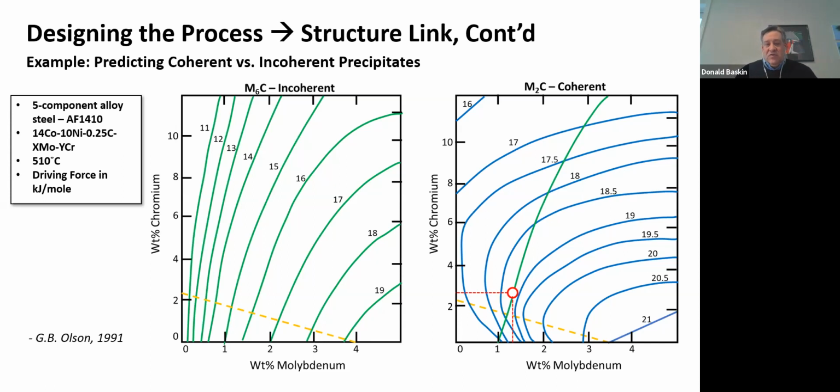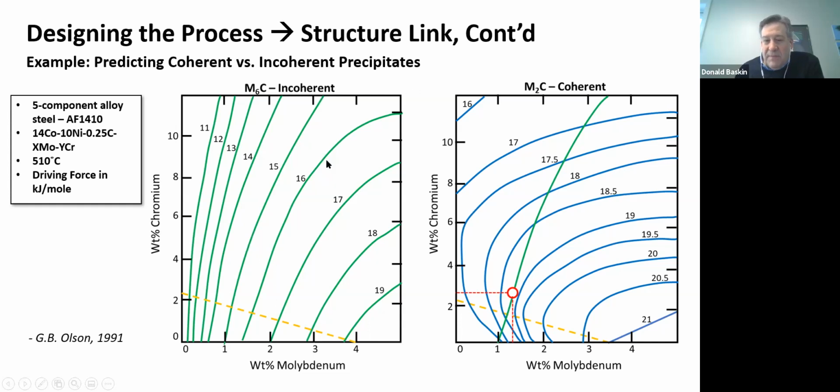These two graphs show the precipitation energy in kilojoules per mole to precipitate out those different precipitates. On the left, the green, these are to precipitate M6C carbide precipitates, and these are incoherent. The atomic planes don't line up. On the right is the driving force to precipitate the coherent M2C carbides. They're really good strengtheners. They're very potent strengtheners. And these lines are constant thermodynamic driving force lines.